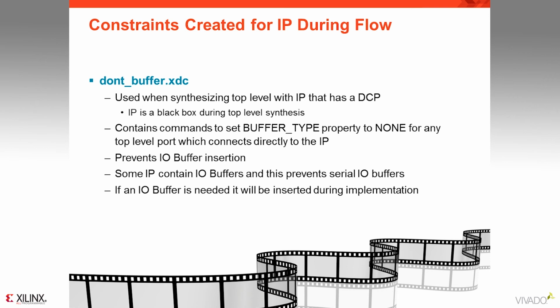The next file that can be created for IP is the .buffer.xdc file. This file is used when synthesizing the top-level design that has IP that a DCP has been created for. During synthesis of the top level, the IP is a black box, meaning that the logic is not visible to synthesis. This file contains commands to set the buffer type property to be none for any top-level port which connects directly to the IP. This prevents I/O buffer insertion. Some IP contain I/O buffer instantiations in their RTL, and this property will prevent an additional buffer being placed at the top level. Later, if an I/O buffer is needed, it will be inserted during implementation.